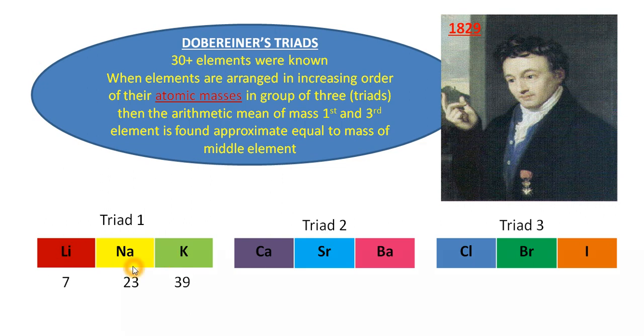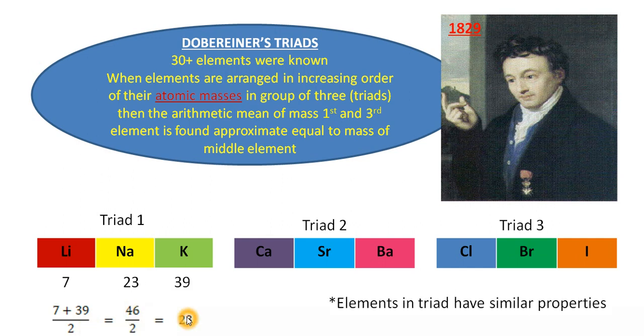Now, what he said was that the arithmetic mean of the first and the third element. See here, what is the mass of lithium? That's 7. And what is the mass of potassium? That's 39. So we have to find the mean of 7 and 39. It means the average, that is 7 plus 39 divided by 2. And that would be 46 by 2, and 46 by 2 is equal to 23. And see here, this 23 would be equal to the atomic mass of sodium, because sodium also has the atomic mass of 23.